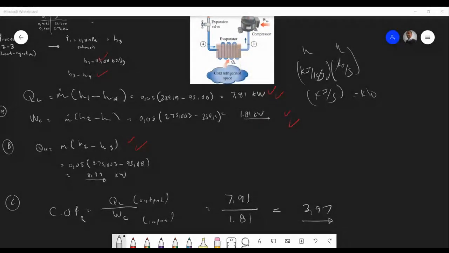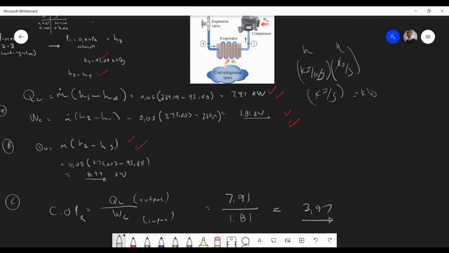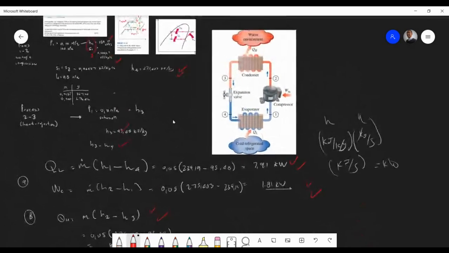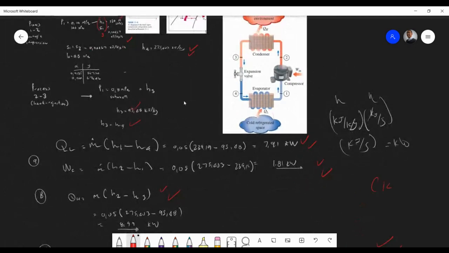4.37 is your heat rejected. That's your heat pump. Yeah, 7.19, sorry, I meant that. I wrote this wrong. Guys, any questions? This is also 2 marks. That's around 14 marks in your pocket.